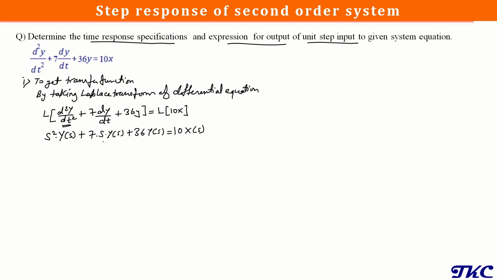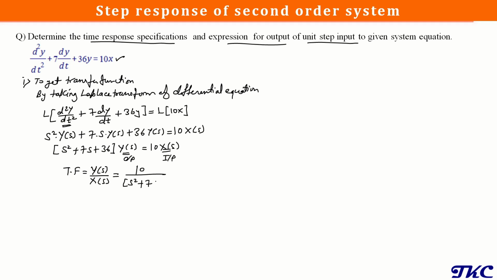Now from the left hand side we can take Y of s common, so it will be s square plus 7s plus 36, with Y of s outside the bracket, and it will be equal to 10 X of s. Here Y of s represents the output and X of s the input for this system. This we know based on the differential equation that we have. Now to write the transfer function, it will be output, that is Y of s upon X of s. So it will be 10 divided by s square plus 7s plus 36. This is how, based on the differential equation, we can get the transfer function of the system.